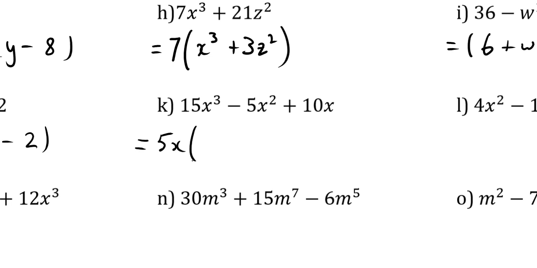So when we divide that from every term, 15 divided by 5 is 3. X cubed divided by x is x squared. That's a great example of how you divide variables. So 3 minus 1, we're subtracting the exponents. Negative 5 divided by 5 is negative 1, and x squared divided by x is x. 10 divided by 5 is 2, so positive 2, and x divided by x is just 1, so we don't write it, so it's just plus 2.